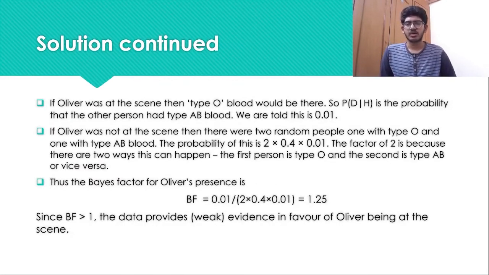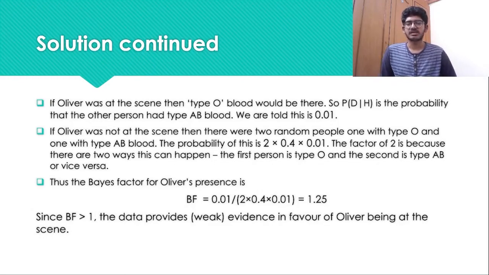Now if this Oliver was at the scene, the only uncertainty is of the person with the blood type AB. Hence, the probability of data given hypothesis is 0.01. And for the second case, we don't know both the people, so both of them are random. Hence, the probability is 2 into 0.4 into 0.01. And here we are multiplying with the 2 because there are two cases. That is, the first person is the person with the blood O, and the second person is the person with the blood AB, and vice versa. And here actually Oliver is also included in this 0.4, but it doesn't matter because the population is quite high.